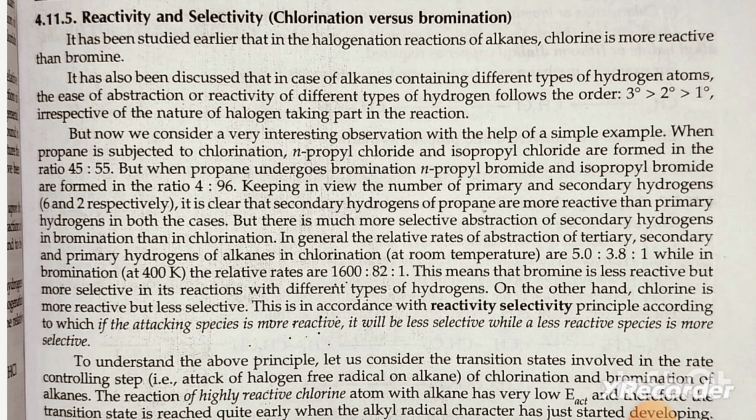In general, the relative rates of abstraction of tertiary, secondary and primary hydrogen of alkanes in chlorination at room temperature are 5.0 : 3.8 : 1, while in bromination at 400 Kelvin the relative rates are 1600 : 82 : 1. This means that bromine is less reactive but more selective in its reaction with different types of hydrogens. On the other hand, chlorine is more reactive but less selective. This is in accordance with the reactivity-selectivity principle, according to which if the attacking species is more reactive, it will be less selective, while a less reactive species is more selective.